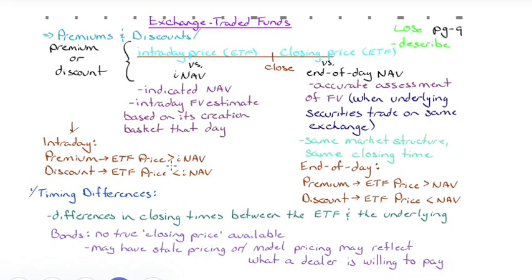So intraday, you can have premiums or discounts. If the ETF price is greater than indicated NAV, you have a premium. If it's lower, you have a discount. Arbitrage takes care of that. So during intraday, if arbitrage can step in and take care of that, it will.